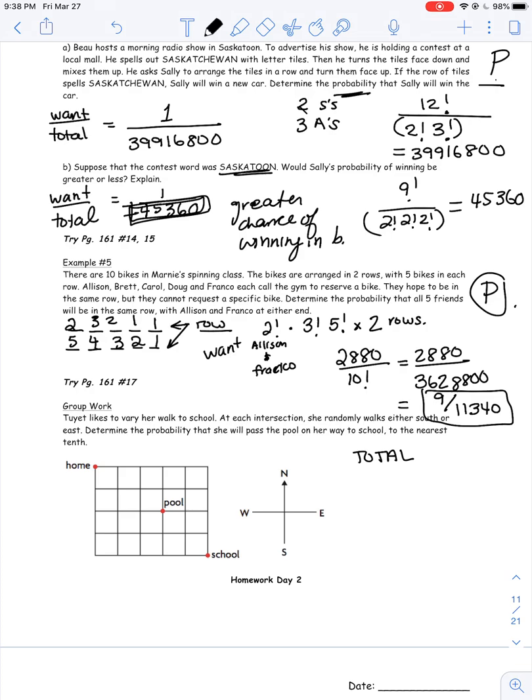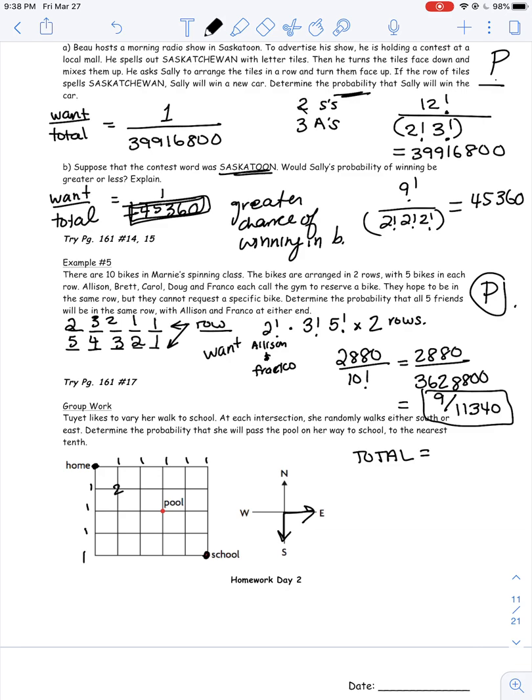So what we're trying to find is that she's varying her way to school. At each intersection, she randomly walks either she can go south or east. So she can only go down and to the right. Determine the probability that she will pass the pool on her way to school. Well, first we need the total. The total would be going from home to school without having to go and pass the pool.